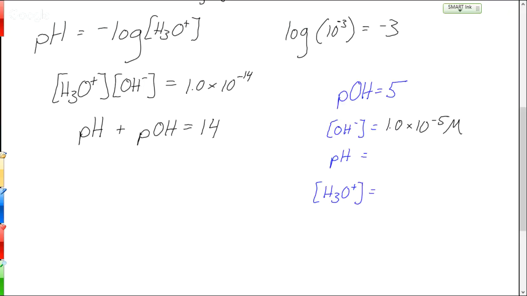The pH we get by remembering this pH plus pOH equals 14 thing. So if the pOH is 5, the pH has to be 9. 9 plus 5 is 14. And then the hydronium concentration we get from the pH. Same way we got the hydroxide concentration. We raise 10 to the power with a negative sign. That's it.